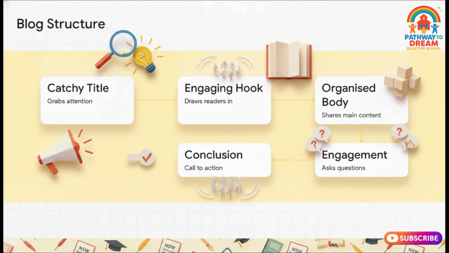Step 2 is the engaging hook, those opening lines that just pull the reader in. Third, we have the organized body. This is the main content, where ideas are shared, and it really must be easy to read. Fourth is reader engagement, like asking questions to involve the audience. And finally, step 5, a conclusion with a call to action, which wraps things up and tells the reader exactly what to do next. Knowing this exact structure, that is what completely removes the panic from the exam room.